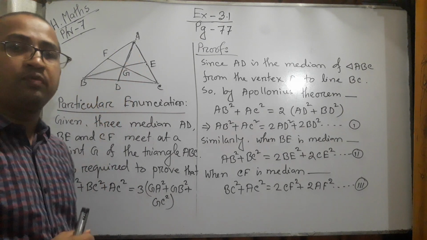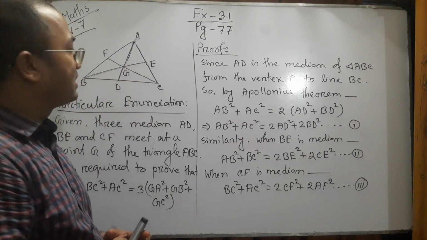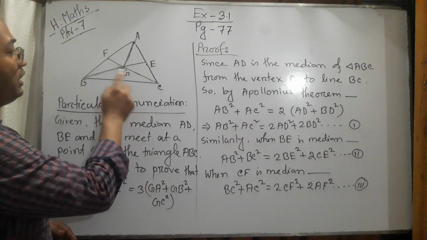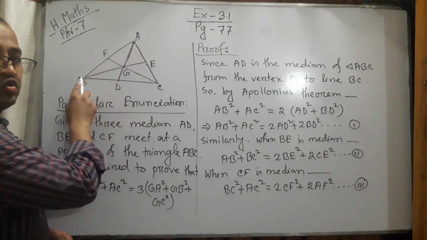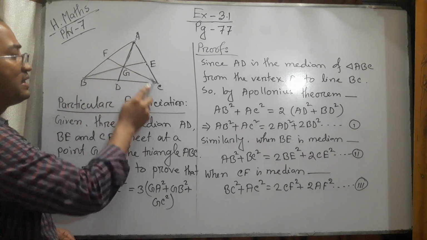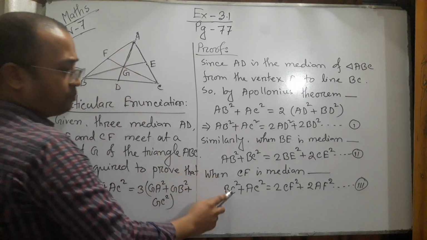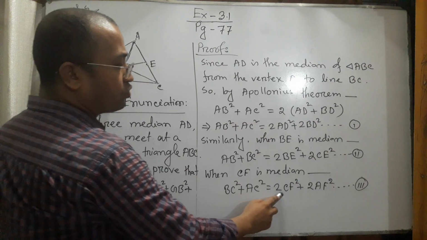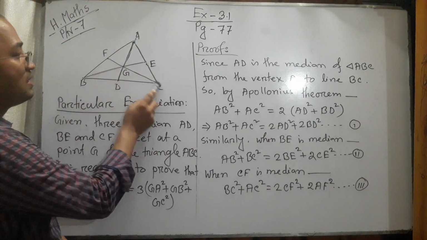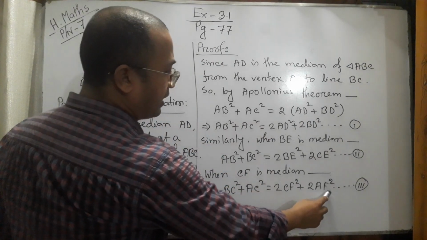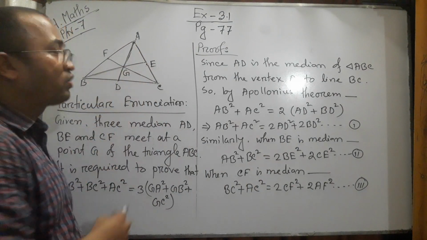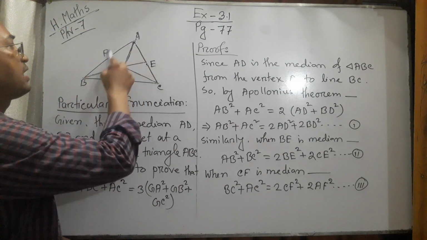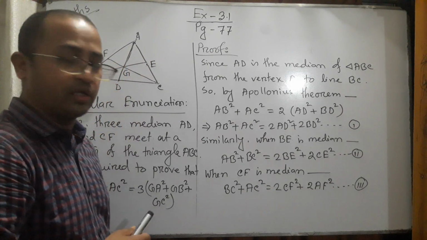Okay, now if you consider CF as a median from the vertex C to the line AB, what will be the Apollonius theorem for this? Here also you draw the median CF to the line AB. So the other two sides are AC and BC. So BC square plus AC square equals 2 CF square, CF being the median, plus 2 AF square, that is 1/2 of the line AB. You can take BF square; I have taken AF square over there.